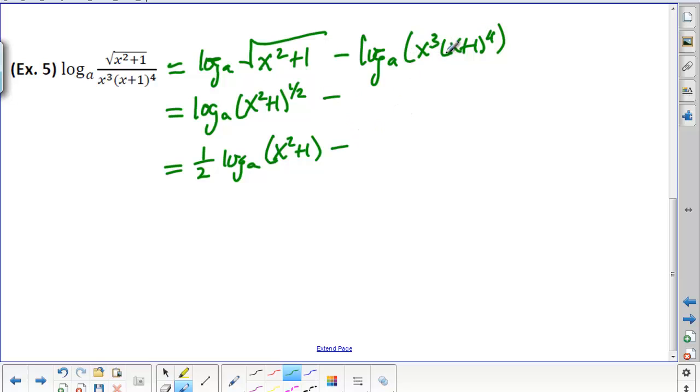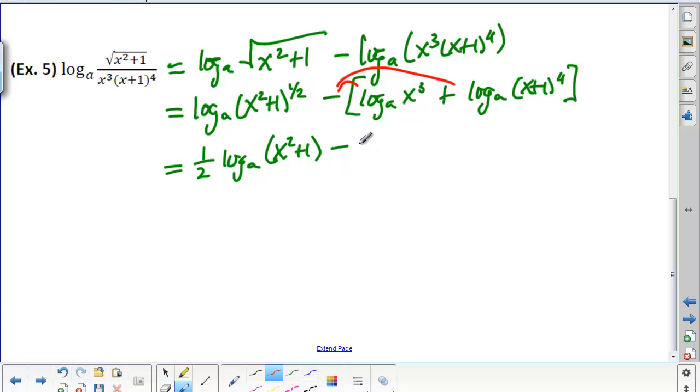Now over here we've got x cubed times (x plus 1) to the 4th. So that's a product. We can break that apart into a sum of two logarithms. And notice what I did there is I put that whole sum in parentheses. The reason I did that is because you're actually going to distribute that minus sign. So you get minus log base a of x cubed minus log base a of (x plus 1) to the 4th. And that's a real critical step to make sure you get all those minus signs in there. Just a hint to help you out.